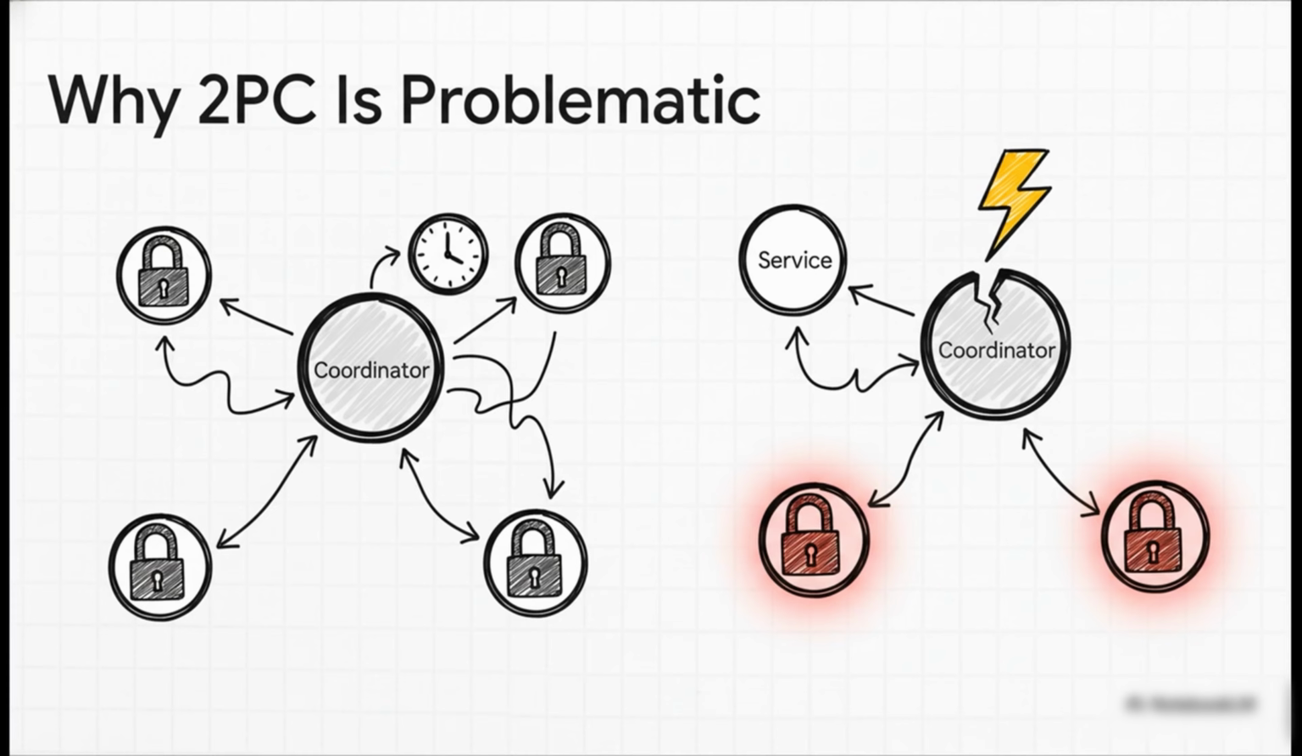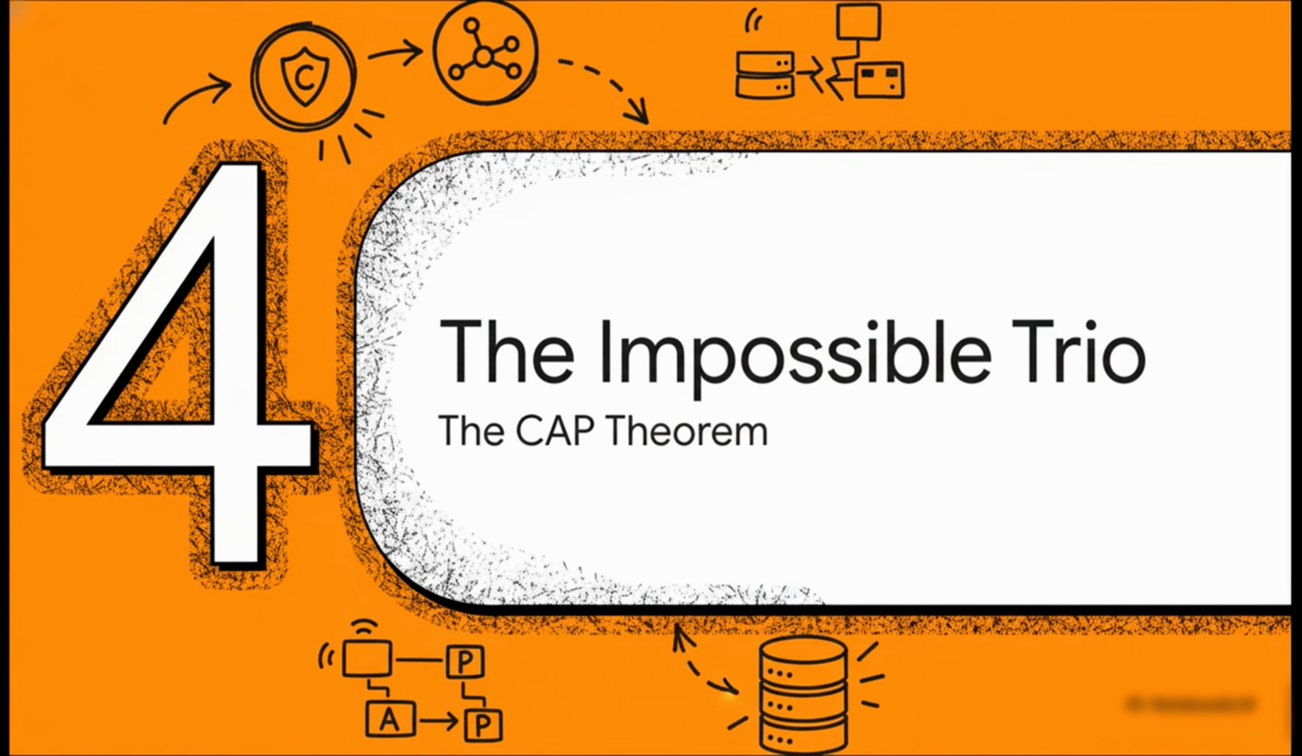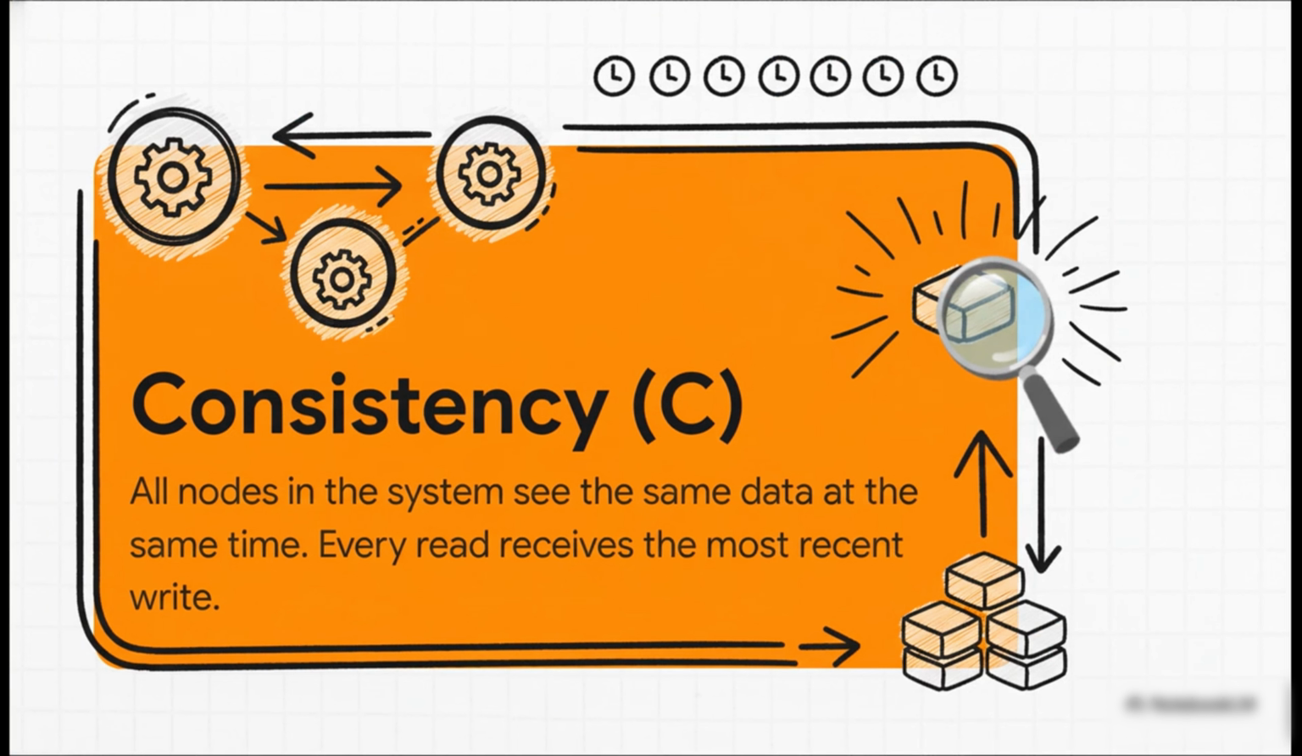It just doesn't work at scale. So to really get the modern solution, we have to first understand a fundamental law of the universe, or at least the universe of distributed systems. It's called the CAP theorem, and it basically lays out the hard choices that every single system architect has to make. Okay, first up in CAP is C, for consistency.